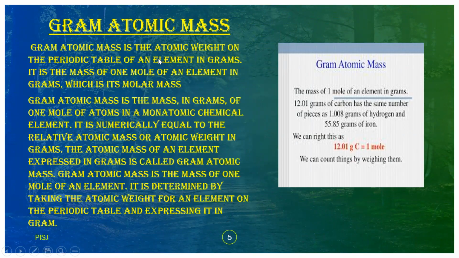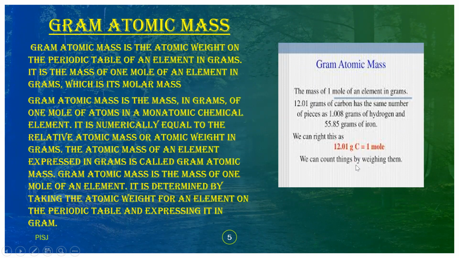Gram atomic mass is the atomic weight on the periodic table of an element in grams. It is the mass of 1 mole of an element in grams, which is its molar mass. Basically, gram atomic mass is the mass in grams of 1 mole of atoms in a monoatomic chemical element. It is numerically equal to the relative atomic mass or atomic weight in grams. So the atomic mass of an element expressed in gram is called gram atomic mass. Here the example of gram atomic mass is 1 mole of carbon contains 12.01 gram carbon.